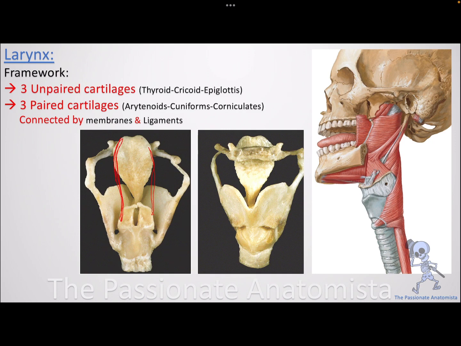We just mentioned it, and we said that this is the muscle that when it contracts, it brings the epiglottis back, and that seals off the entrance of the larynx. All right. So in that, the cuneiforms, two paired cartilages, are embedded in that fold.